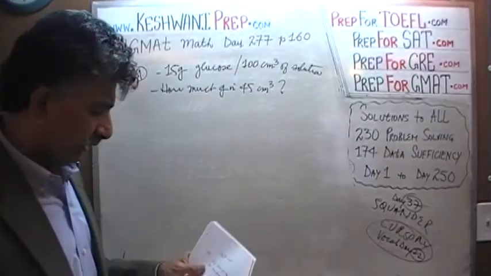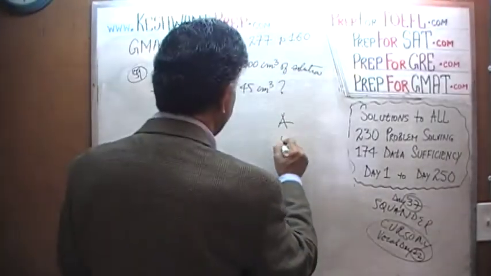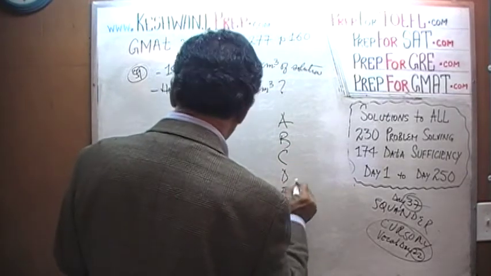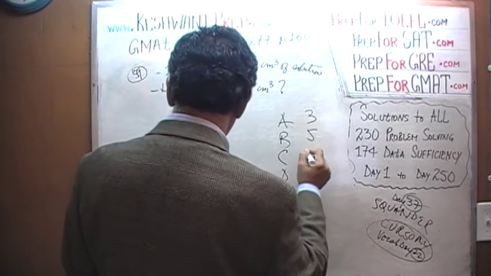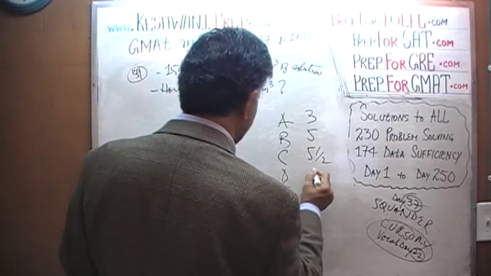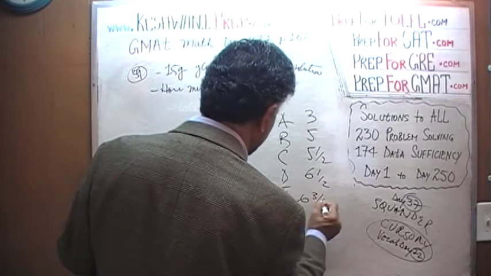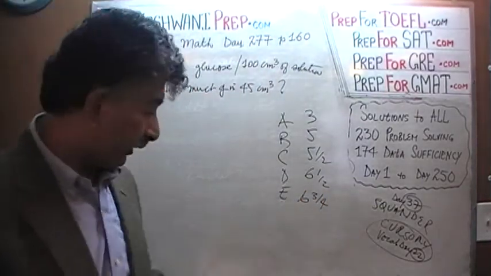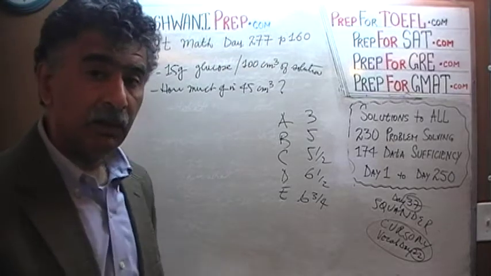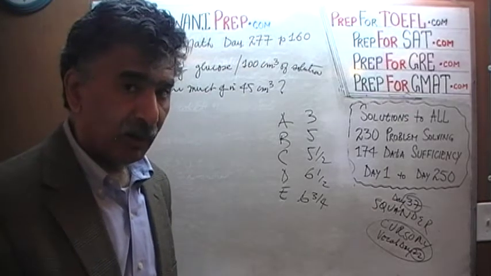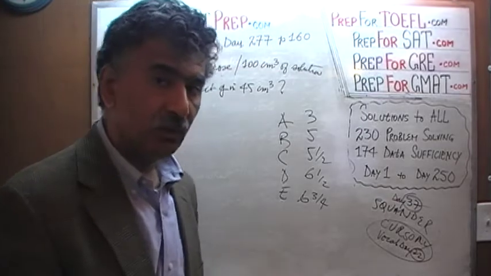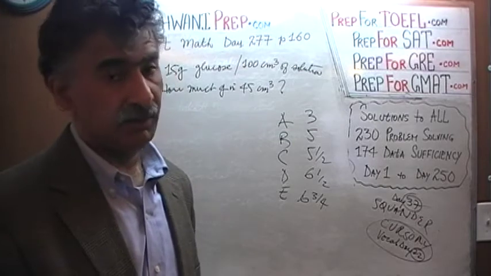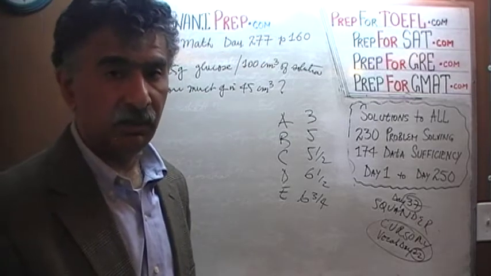Let's first look at the answer choices: 3, 5, 5.5, 6.5, and 6 3/4. Because the answer choices here are of such a nature that some of them are just insane. It doesn't happen very often, but once in a while they present you with answer choices where 2 or 3, and in some cases as many as 4, are pure insanity. They are just silly, they are idiotic, they are maniacal answer choices.